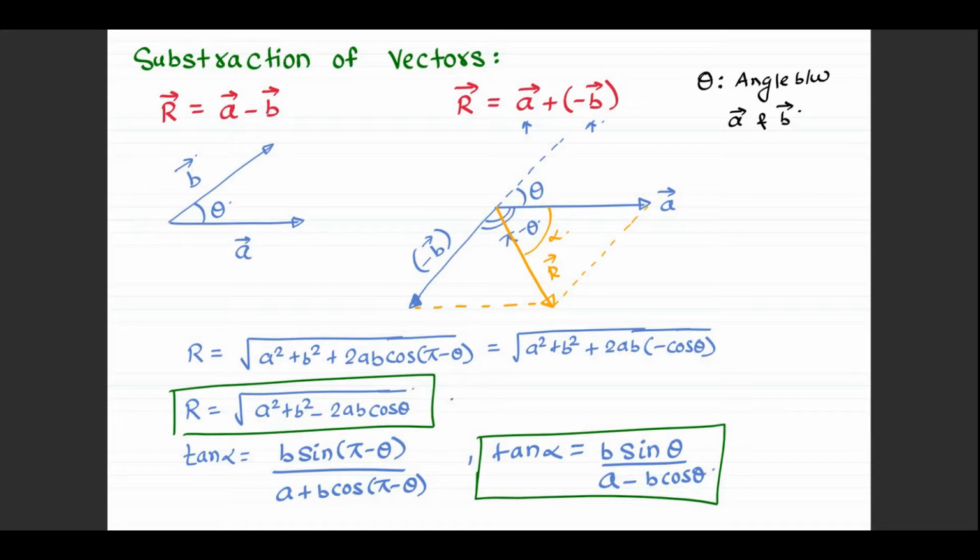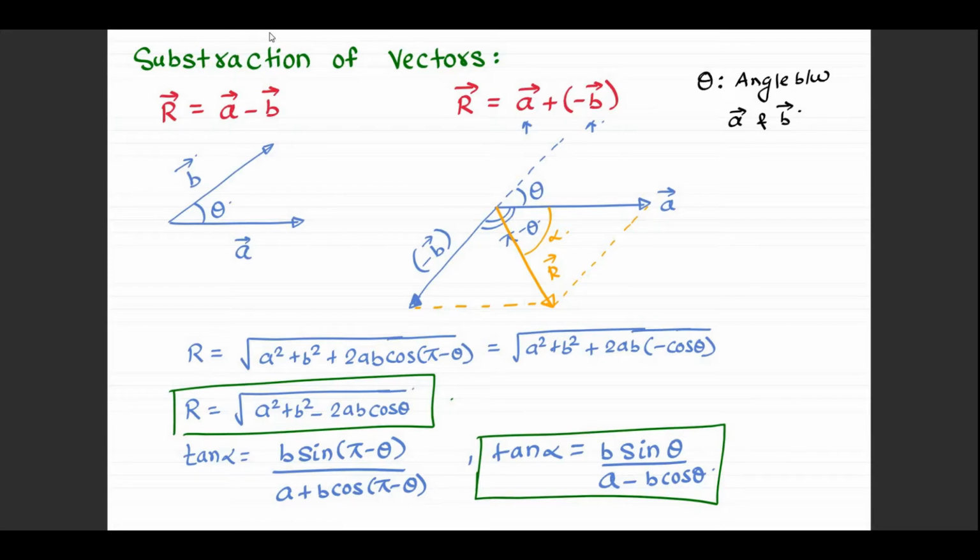Okay. So what we have learned in this segment is that we can treat subtraction of vectors also like addition of vectors. But here it is addition not between A vector and B vector, but it is addition between A vector and minus B vector. Okay? I hope till here it's fine for everyone.